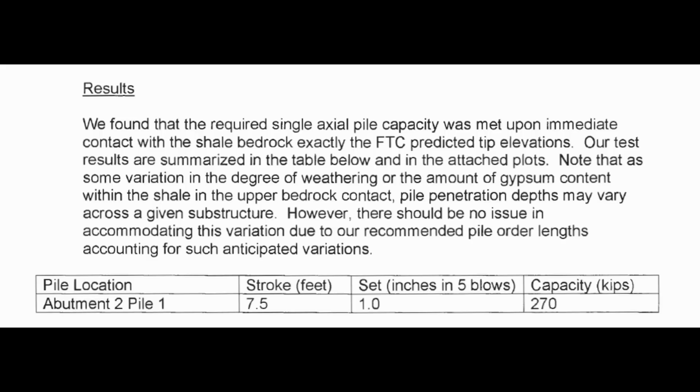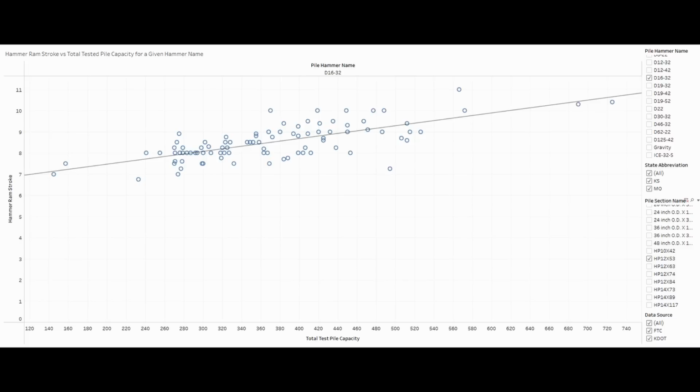And in terms of hammer performance, we ended up with a 7.5 foot stroke, a set of 1 inch and 5 blows to get our minimum 268 kip capacity for the piling. So let's go back and look at our data set. So we selected all the data that was collected using a D1632 hammer, which was the hammer used on this Amidon project. And then we selected HP 12x53. And so we go over to look at 268 kips. That corresponds to a 7.5 foot stroke, which is exactly how it shook out.